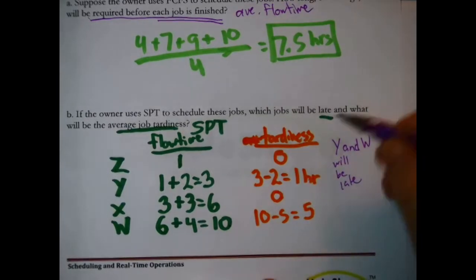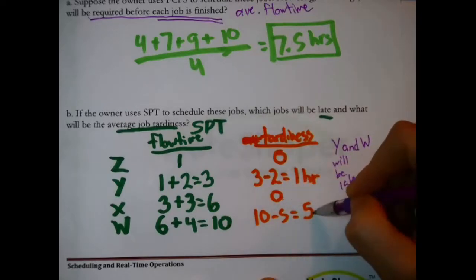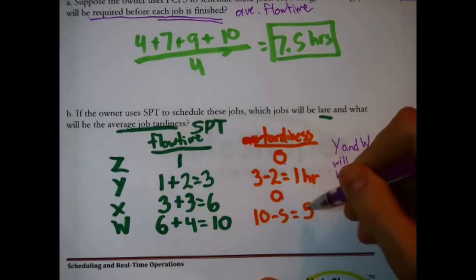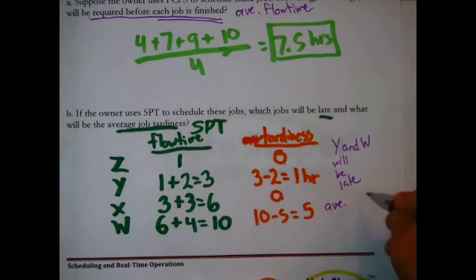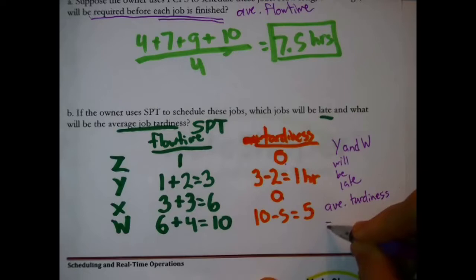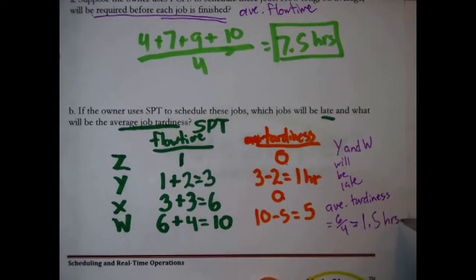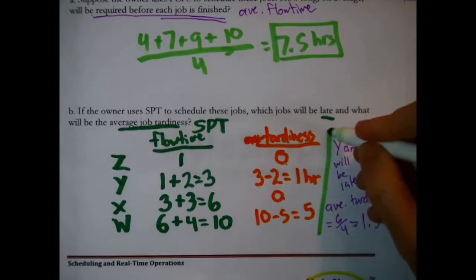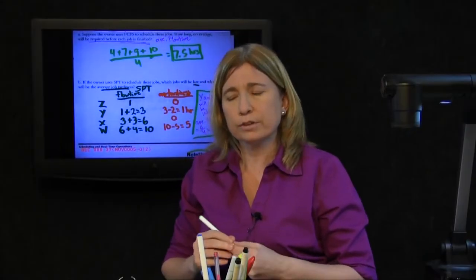Oh, and then what's the average tardiness? We need to average 0, 1, 0, and 5. So 0 plus 1 plus 0 plus 5, that's 6. 6 divided by 4, average tardiness equals 6 divided by 4. We're just averaging these numbers here, or 1.5 hours. All right, that is actually addressing the questions right here. Good. We're done with that section of the scenario.